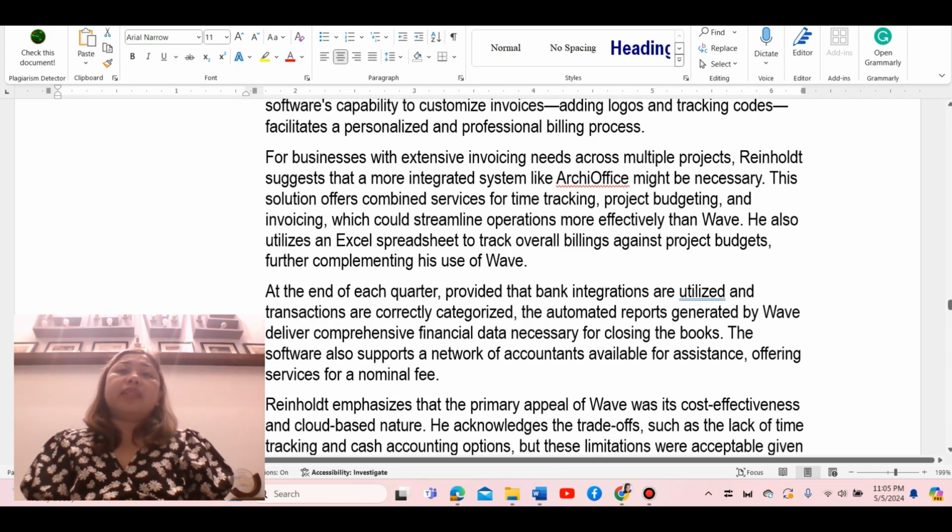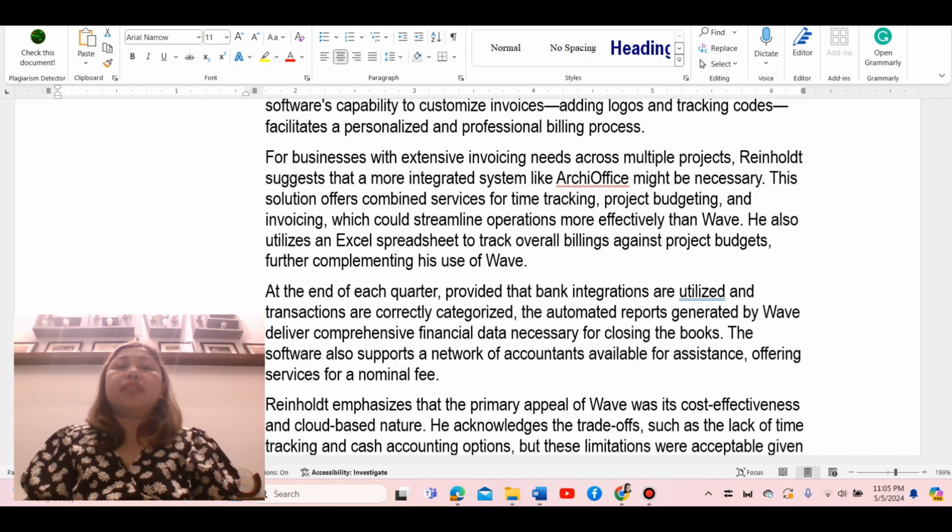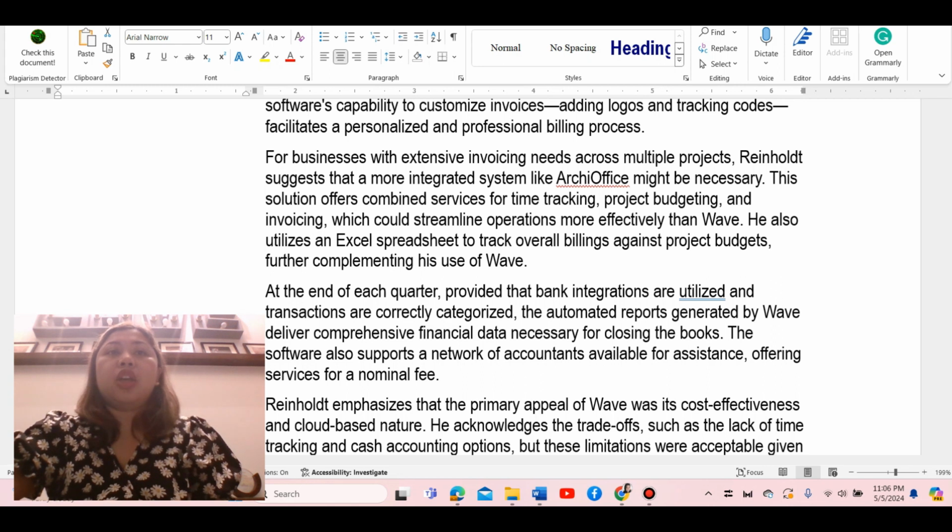For businesses with extensive invoicing needs across multiple projects, Reynolds suggests that a more integrated system like Archie Office might be necessary. This solution offers combined services for time tracking, project budgeting, and invoicing, which could streamline operations more effectively than Wave. He also utilizes an Excel spreadsheet to track overall billings against project budgets, further complementing his use of Wave.